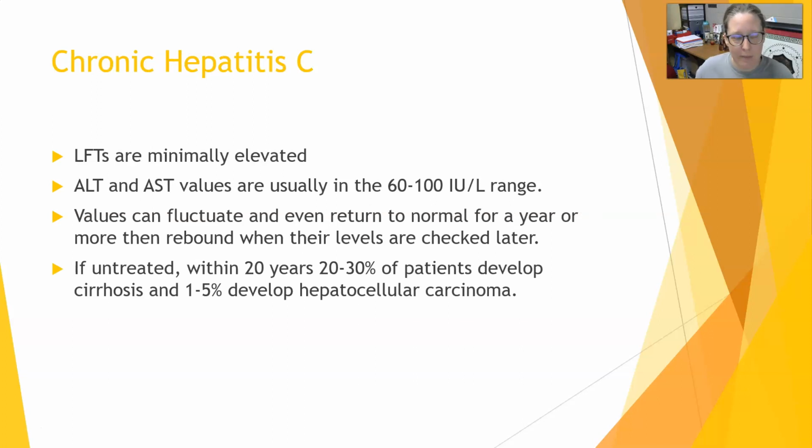In chronic hepatitis C, LFTs are minimally elevated. The AST and ALT values are usually in the 60 to 100 international units per liter range. The values can fluctuate and even return to normal for a year or more and then rebound when levels are checked later. If untreated, within 20 years, 20 to 30% of patients will develop cirrhosis, and 1 to 5% of the patients will develop hepatocellular carcinoma.